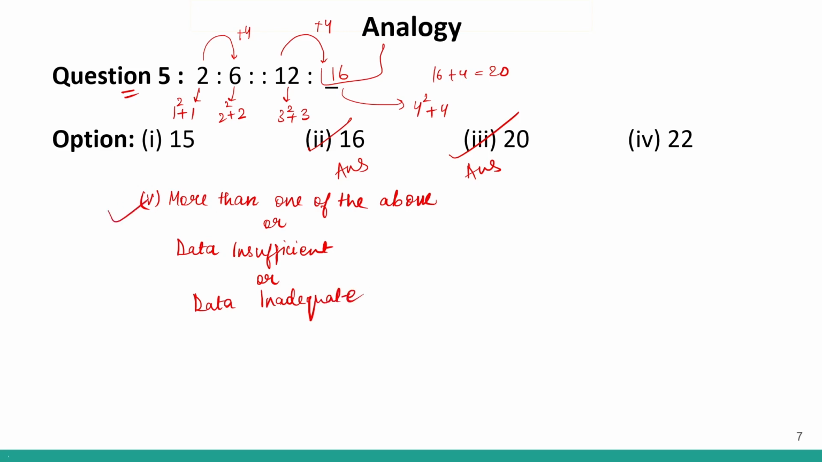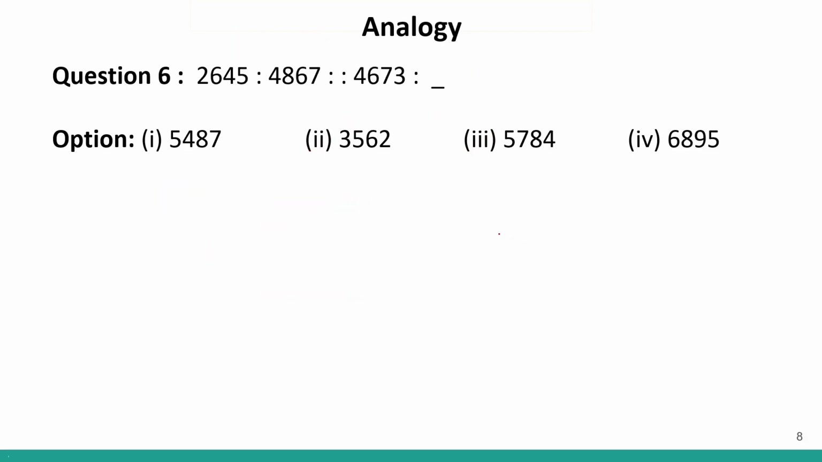In that case, you will mark this as the answer, because the data over here is not sufficient, because we are getting 2 positive answers. We should get only one answer. So you could get any of these options. You can also get an option that says either 2 or 3. So if in case you get this, you have to mark this as your answer, either 2 or 3. Okay, so this is how you approach questions on analogy. Correct? Moving on to question number 6.